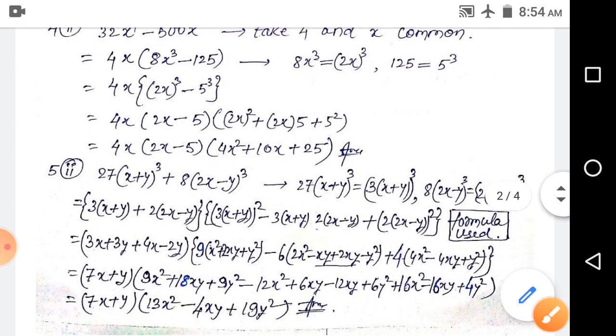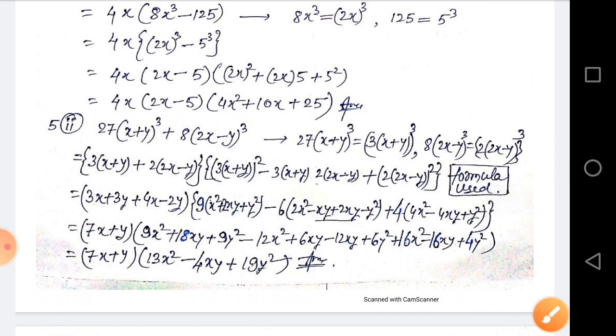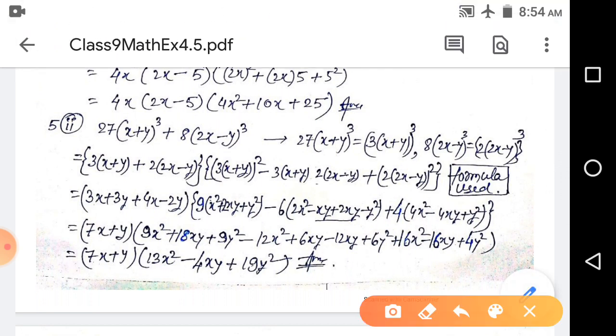You can try to solve question number 5 part A. Now the solution for question number 5 part 2 is given here. It is explained. See, (2x + y)³ times 27, and 8(2x − y)³. If you try to think, here in the place of a, it is 2x + y.